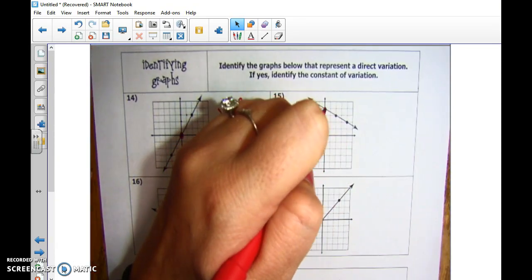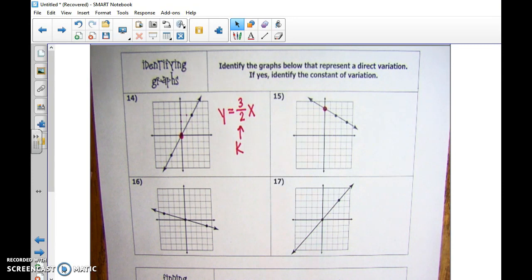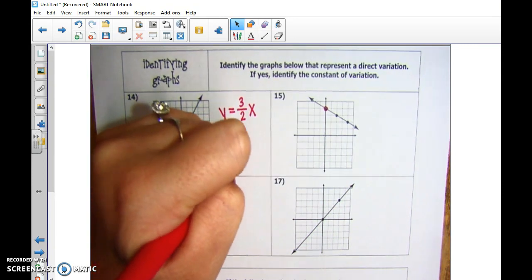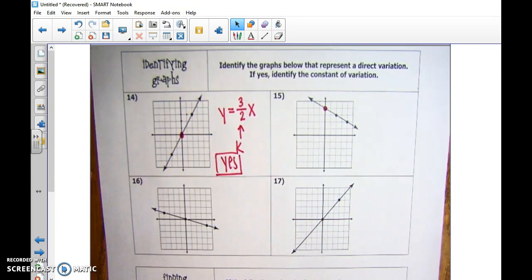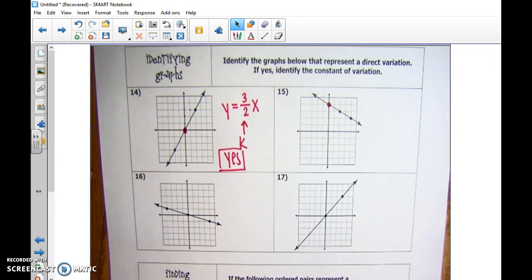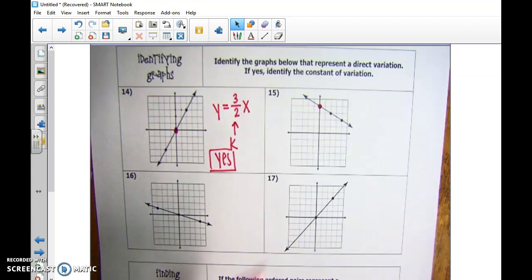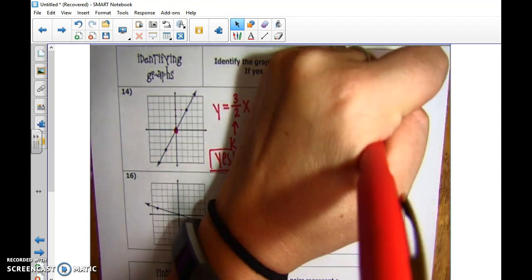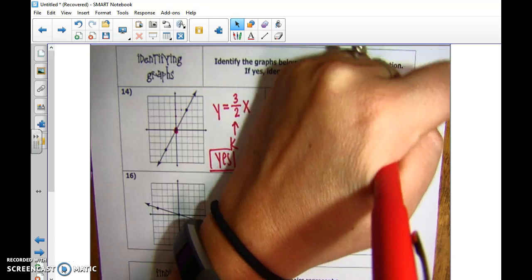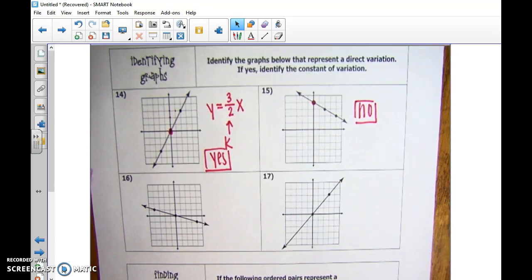So we aren't starting at 0, 0. So already we can say, oh, I forgot to say yes on that one. So already on number 15, we know that it's not going to be a direct variation because we are not starting at the point 0, 0. So this one is a no. And our answer would just be no. We don't need to go any further.